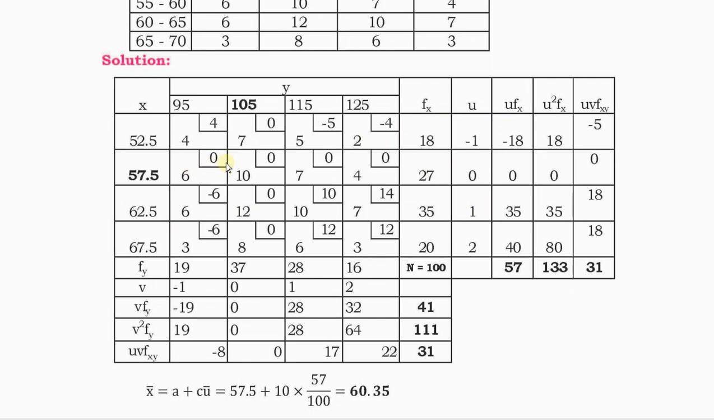Next all will be 0, since here it is 0. Next 1 into minus 1 into 6, minus 6. So 1 into 0, that will be 0. 1 into 1 into 10, 10. 1 into 2 into 7, 14.